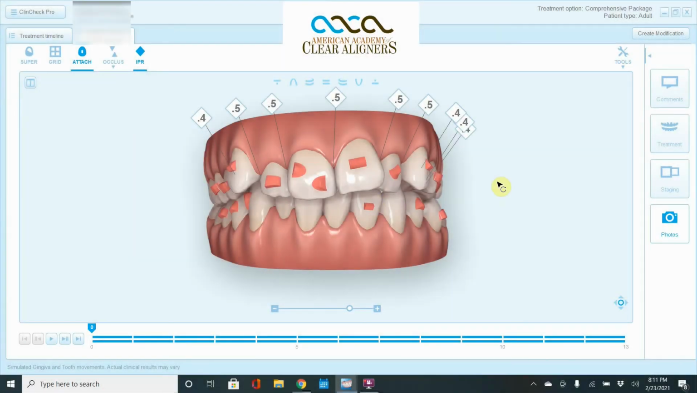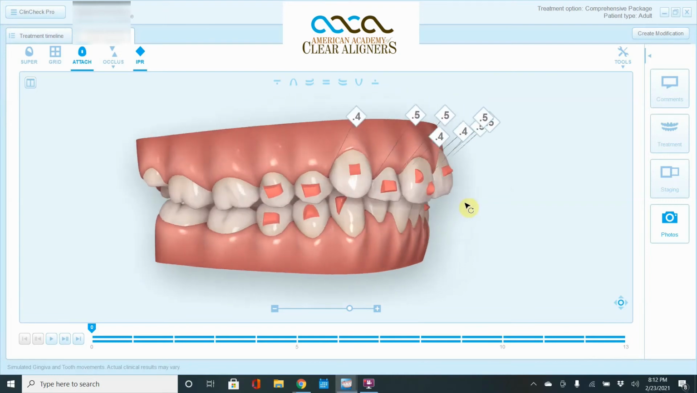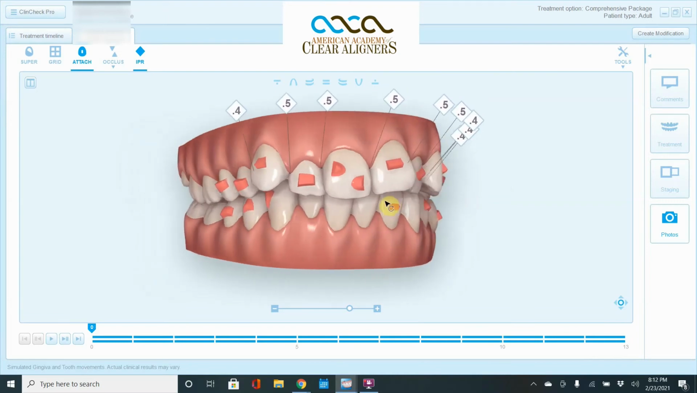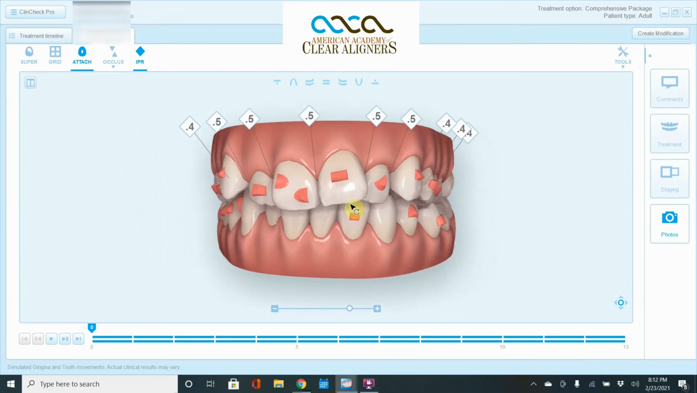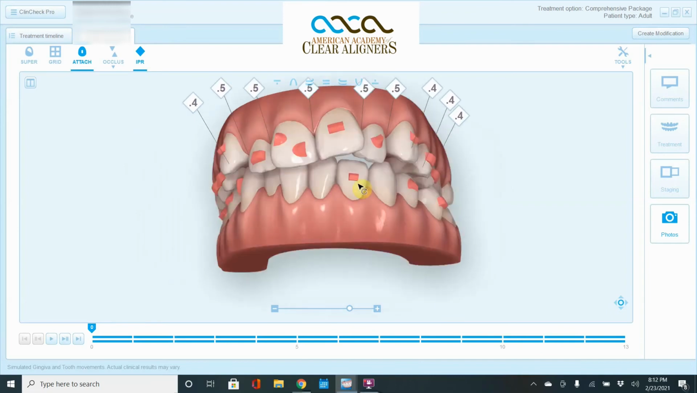Good morning and welcome to another edition of ClinCheck Theater Thursday. Today we're taking a look at a common problem and mistake that I see in a lot of ClinChecks. This is a class 2 case with a lot of anterior crowding, and the doctor is trying to do a lot of IPR to correct the crowding and keep the overjet close.